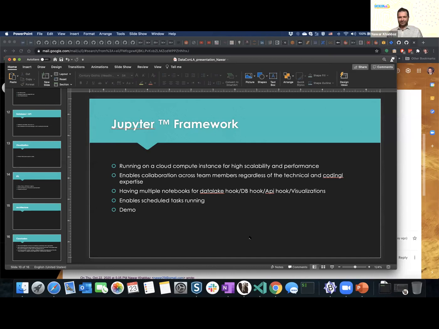Let's see. So the next question is, what are some project ideas for practicing the decentralization approach?